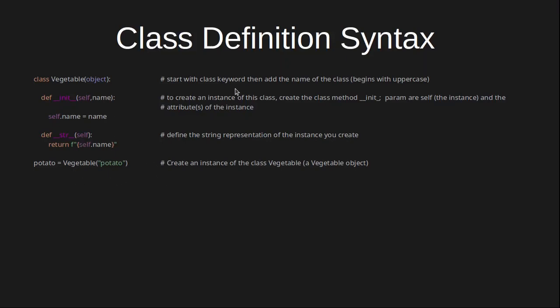And finally, once we create the class, we can create an instance of the class by invoking the class name, which is Vegetable, with the parameter of the init method. So we only need one parameter, which is the name of the instance we are creating, and I will name it potato. And the object I am creating, I will assign to a variable called potato.